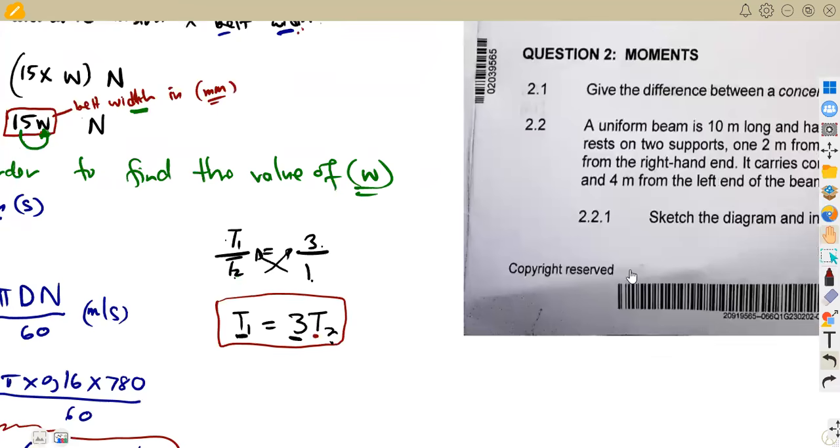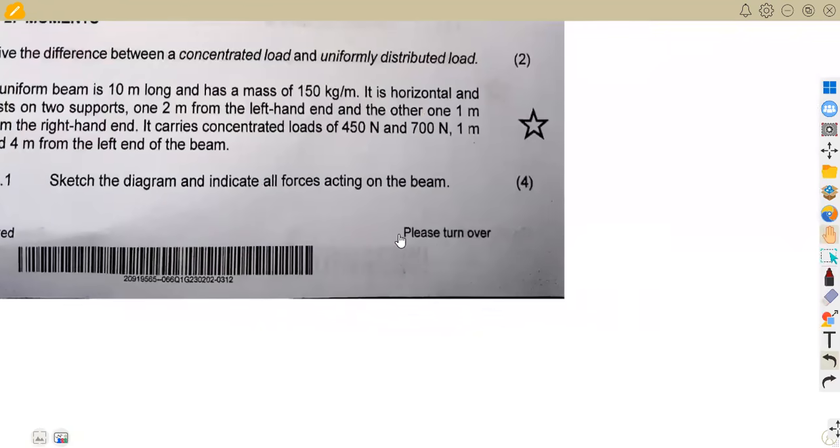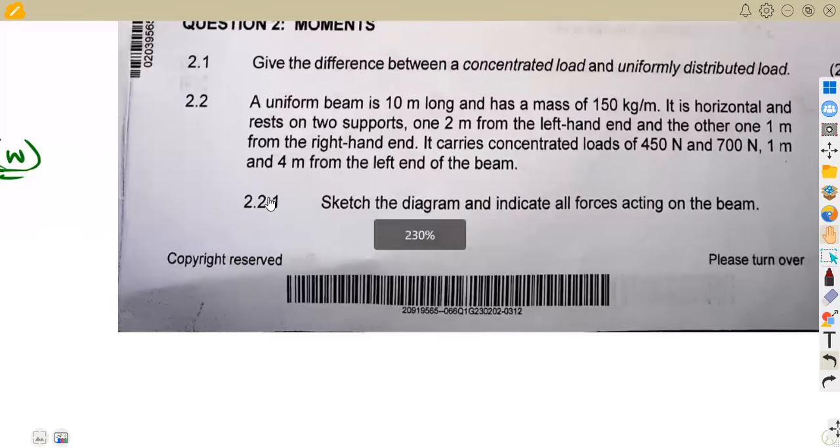All right, so there we are. Question number 2, it was on the moments part, and they were given. All right, let's check. Did we cover everything here?